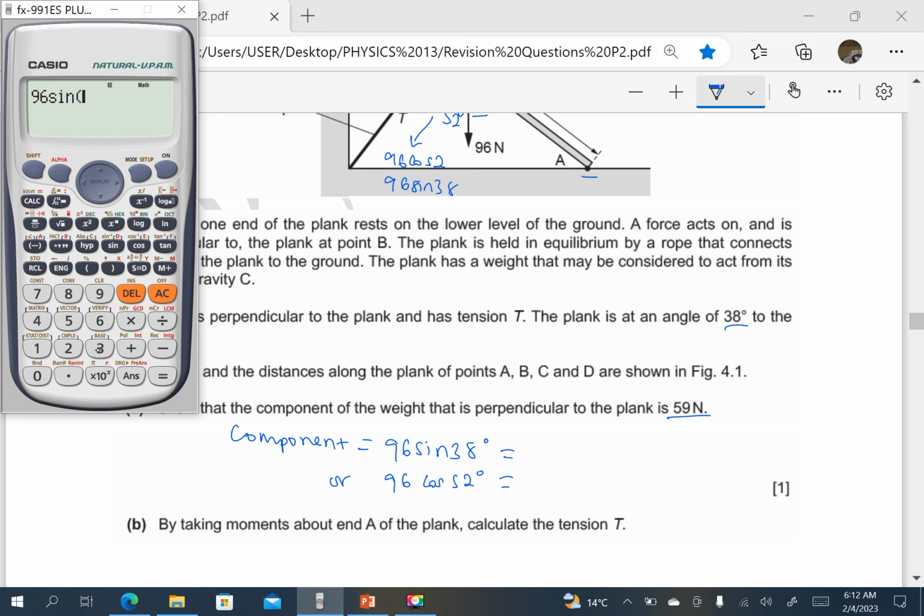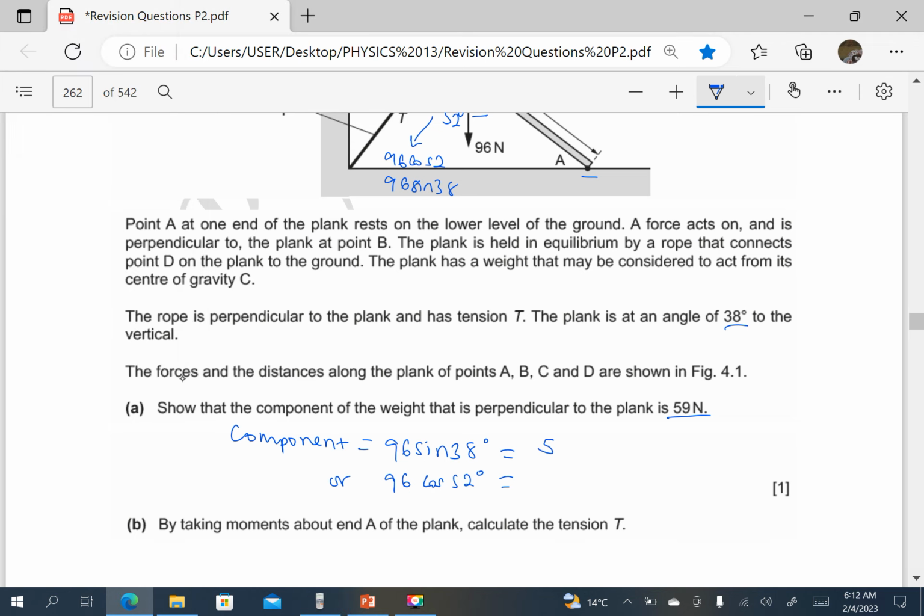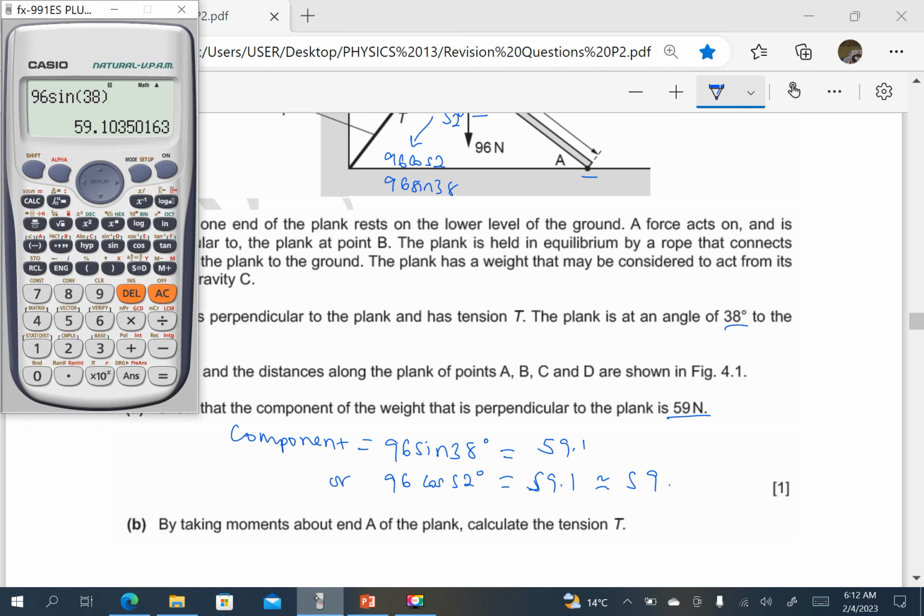We can verify with the calculator whether it is going to give us that. So 96 sine 38, it is 59.1, which is approximately 59. You can even check the second one, 96 cos of 52. It's the same thing. So that is the component.